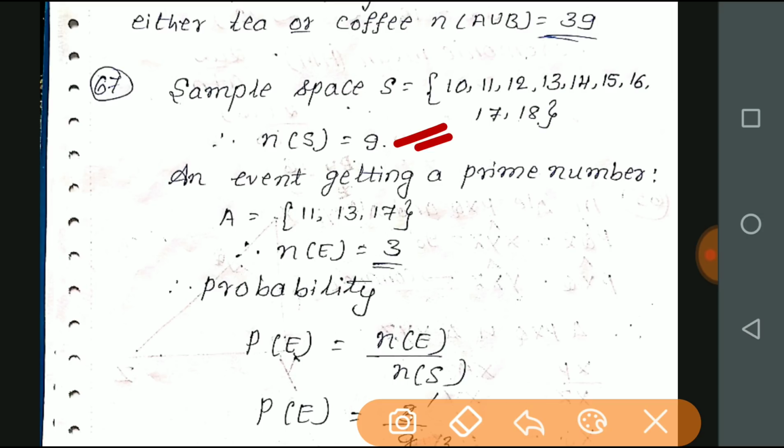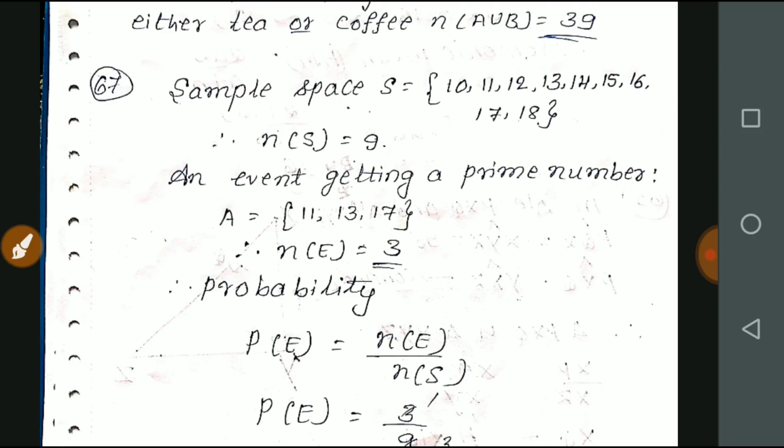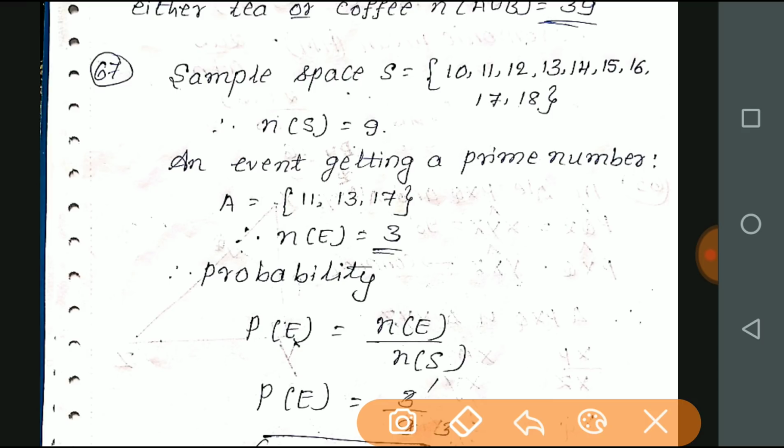Next point, an event getting a prime number. Out of these numbers, starting from 10 to 18, identify the prime numbers. There are three prime numbers: 11 is a prime number, 13 is a prime number, and 17 is a prime number. Therefore, E, that is the event getting a prime number, n of E is 3.